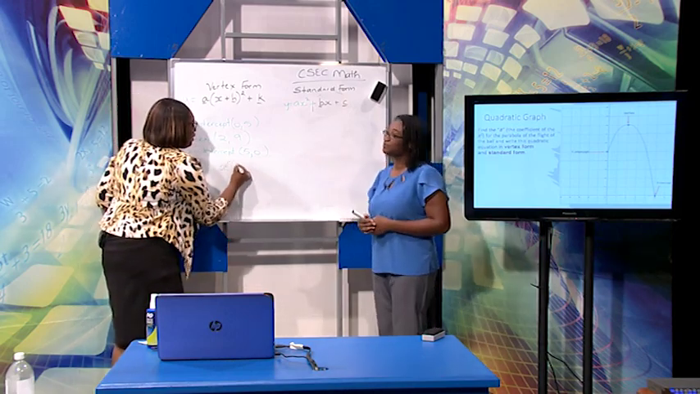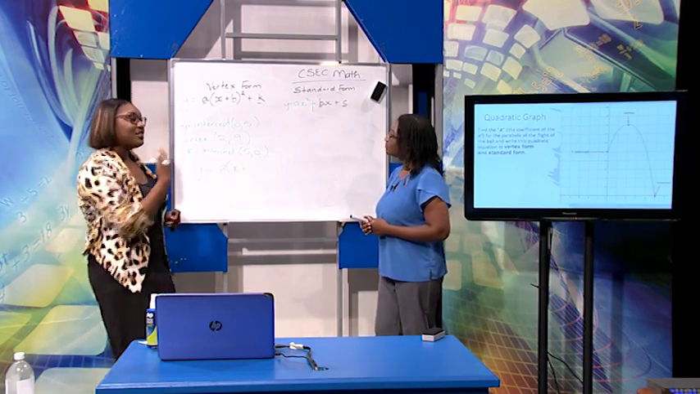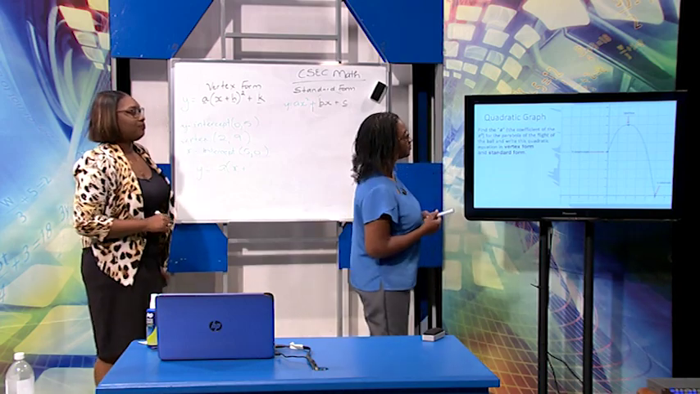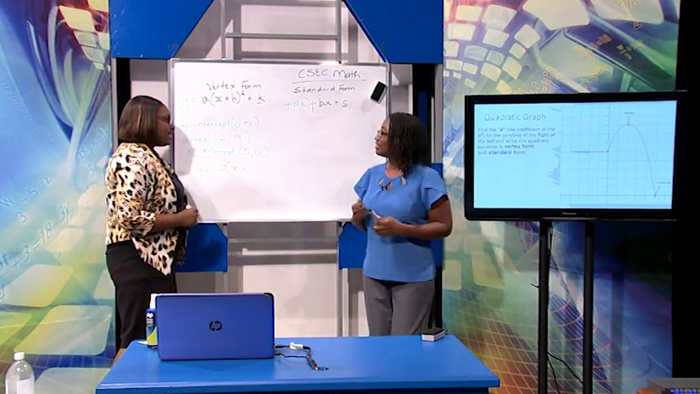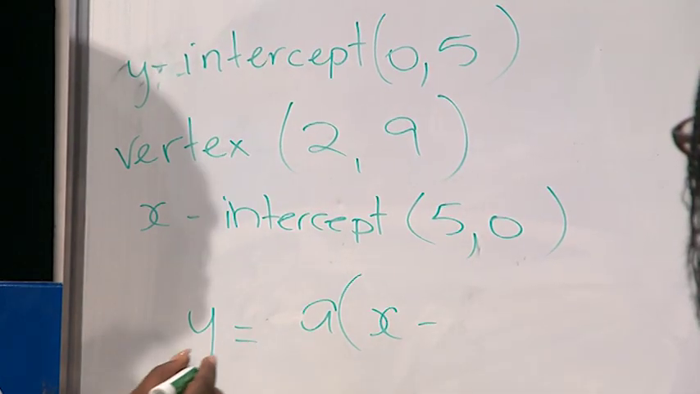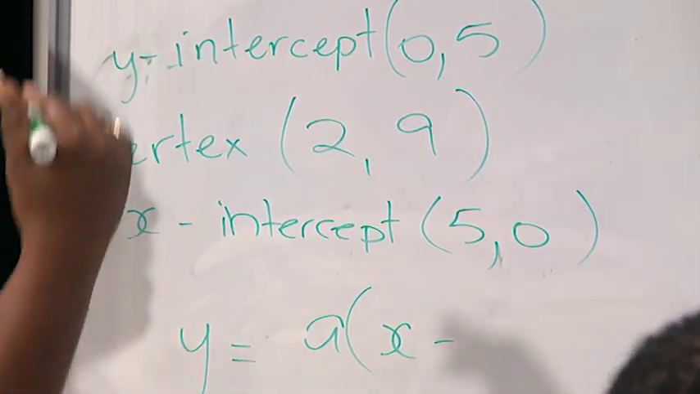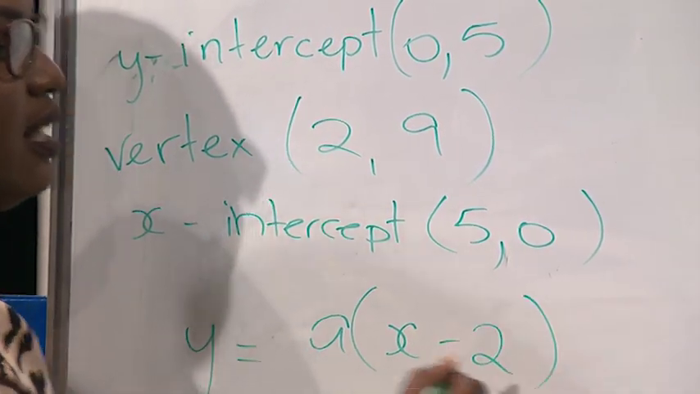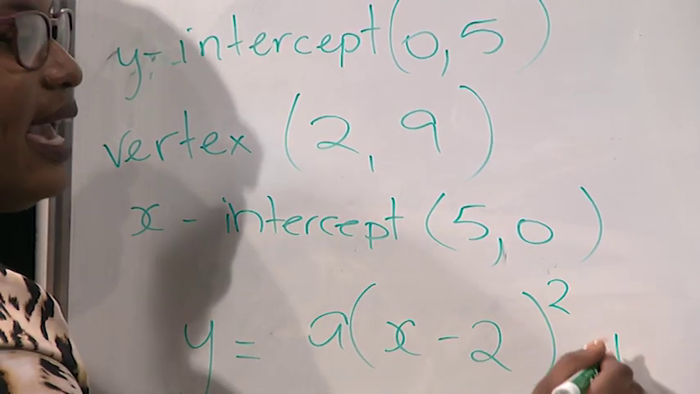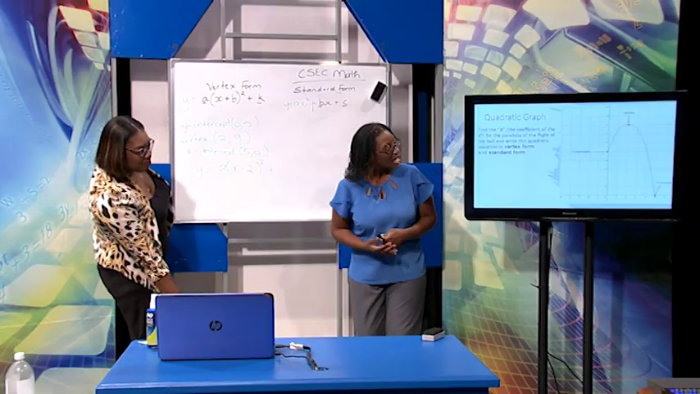Yes. We do know what H is. Now, in this case, is our graph moved to the left or to the right? To the right. So is H going to be positive or negative? Negative. And in this case, it would be negative. How many units to the vertex? 2 units. And our K, in this case, is our graph up or downwards?